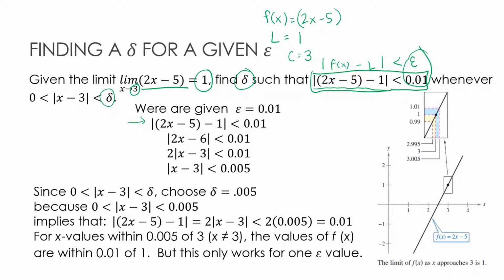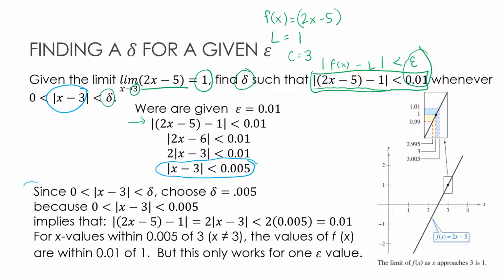And look at where I'm trying to get to. I want x minus 3. So I've decided to factor a 2 out of 2x and out of 6, and then divide each side by 2, and I can see that I ended up with the absolute value of x minus 3 is less than 0.005 just by doing the algebra. So what does that mean? That means I've calculated delta to be 0.005.